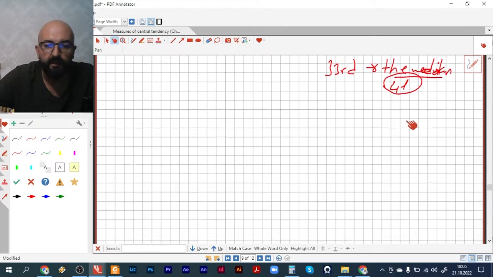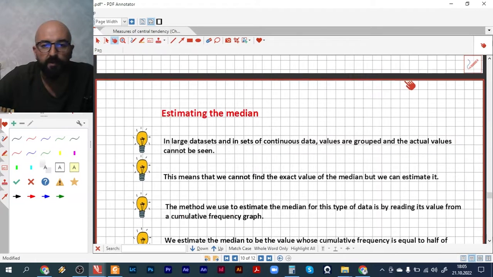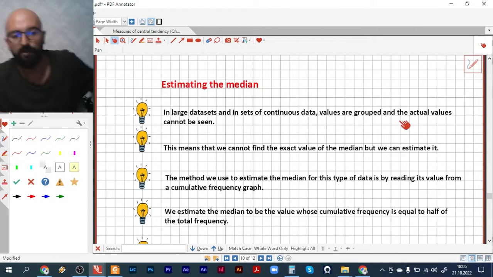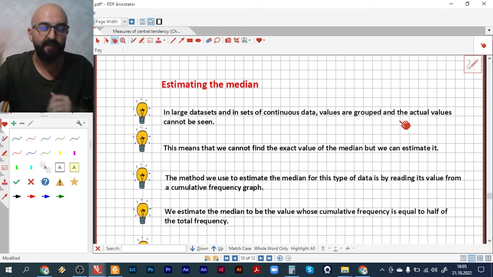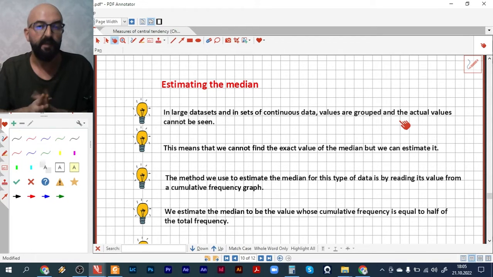Okay, and now our lesson is finished. In the next lesson we will learn estimating the median for grouped data, for continuous or cumulative frequency data. In the continuous data, we will learn how we can find the median. For now, have a nice day and have a nice lesson.